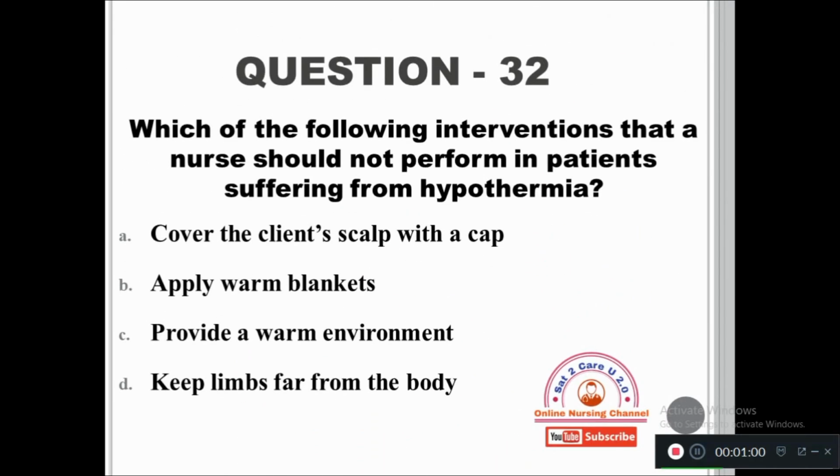Question number 32. Which of the following interventions that a nurse should not perform in patients suffering from hypothermia? Option A, cover the client's scalp with a cap. B, apply warm blankets. C, provide a warm environment. D, keep limbs far from the body. So, which of the thing the nurse should not tell the patient to perform during the time of hypothermia? The right answer is option D. Keeping the limbs from the body is not advised during hypothermia.